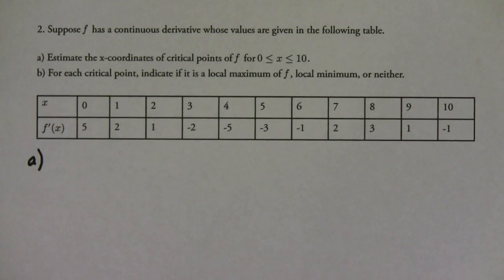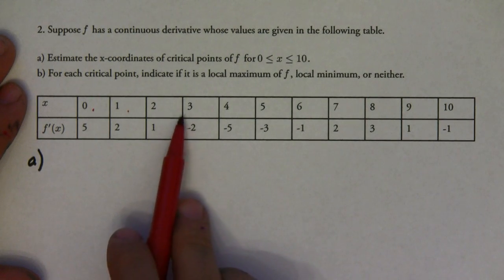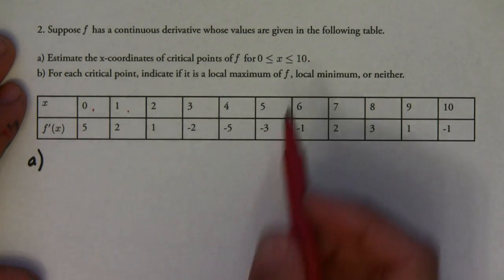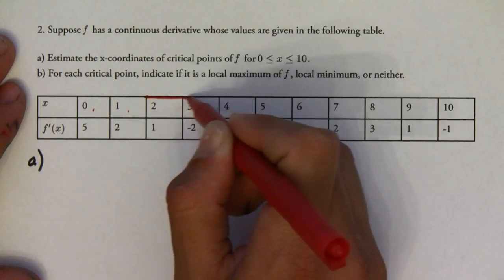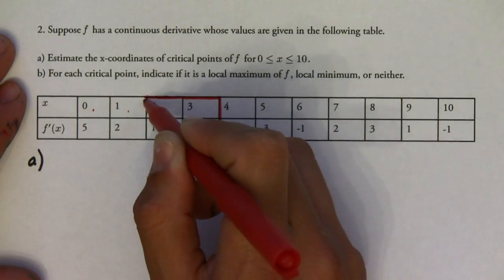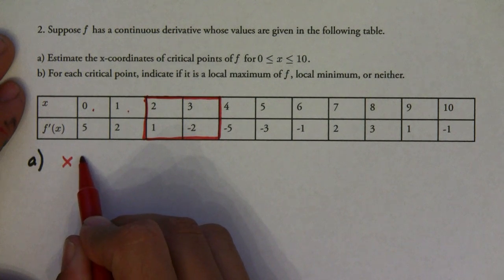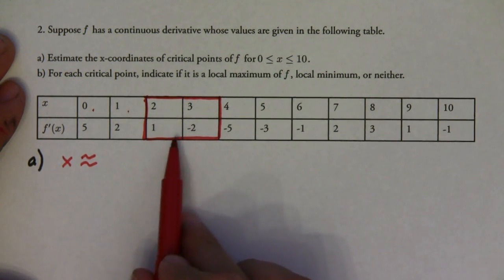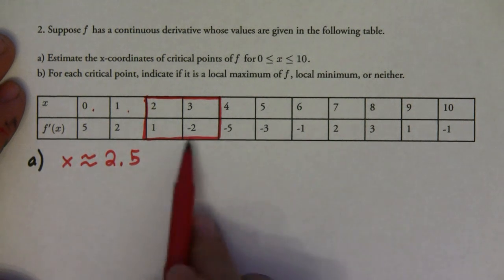0. And so if you take a look at these, here it gives you the x values. X equals 0, x equals 1, x equals 2, x equals 3. And if we're looking for where the derivative is equal to 0, here it goes from 1 to negative 2, so it goes from positive to negative. That means that when x is approximately equal to somewhere between 2 and 3, let's just say 2.5, you're going to have a critical point.